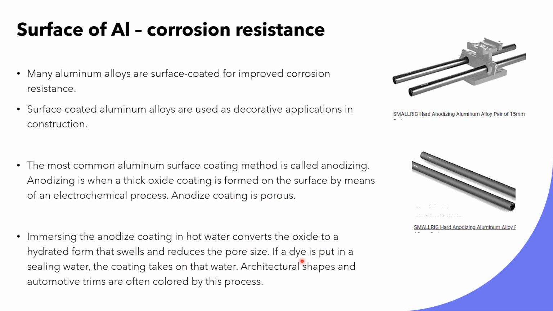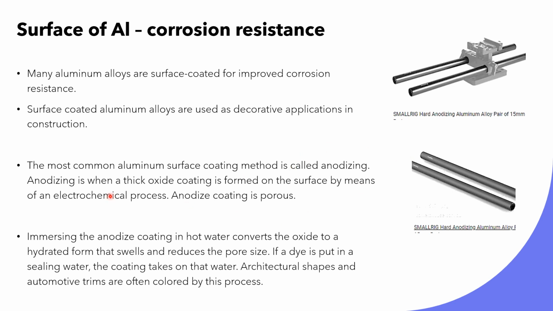So if you put the dye in the sealing water, the coating is going to take on that water. That's exactly how the architectural shapes and automotive trims are colored. So all you gotta do is put the dye with the water, and the water is gonna go into the coating surface, and then seal that pore, seal that pore size, and thereby painting the parts.